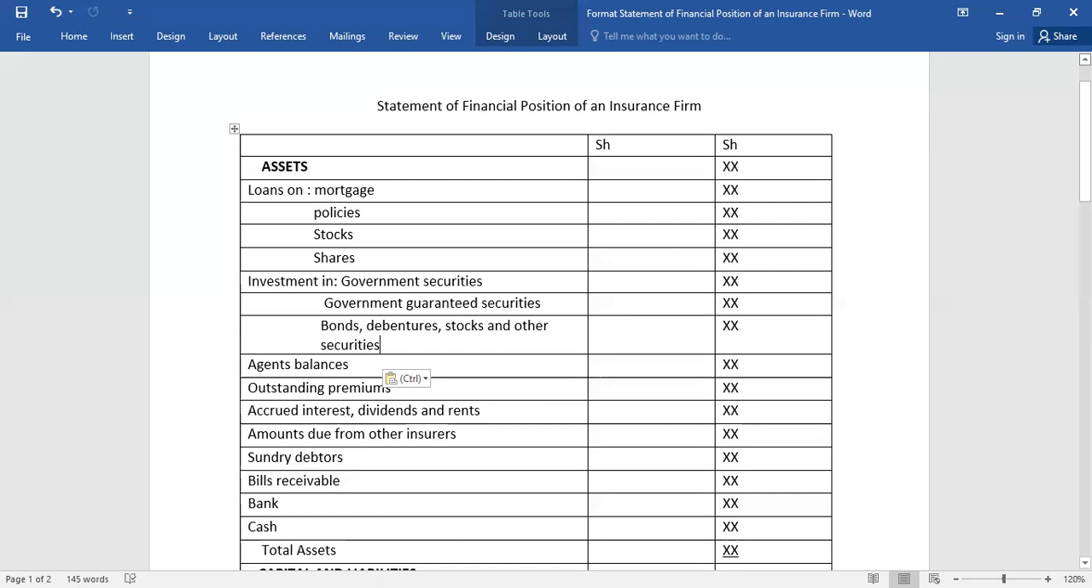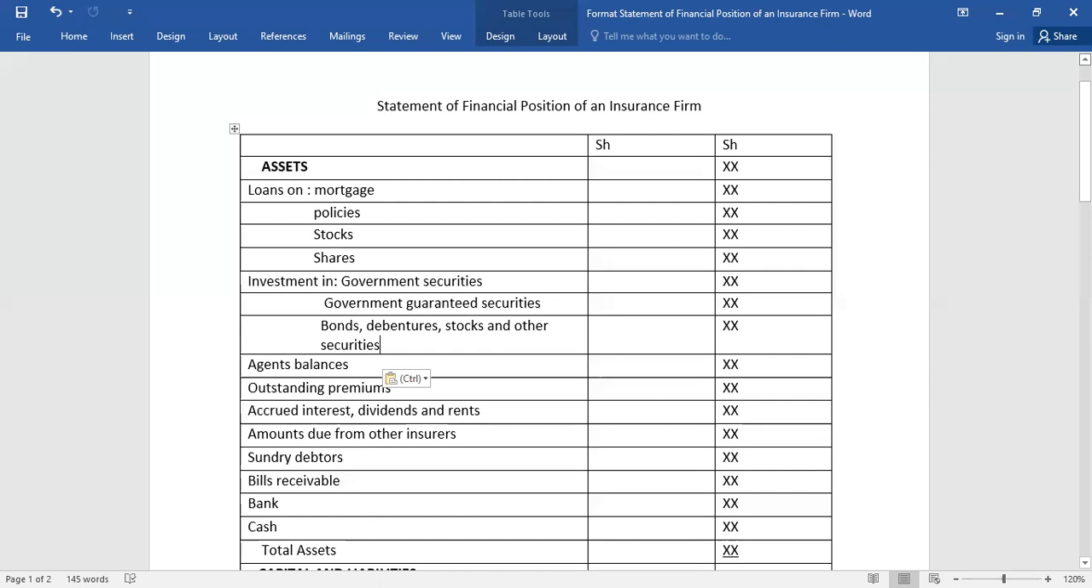So they should make sure that there are those that are near cash equivalent. And of course, there are those that will go into the other long-term investments like mortgages. Of course, the actuarial scientists will have advised them on the decision model on the portfolio that they are going to retain. Then you have the agent balances.